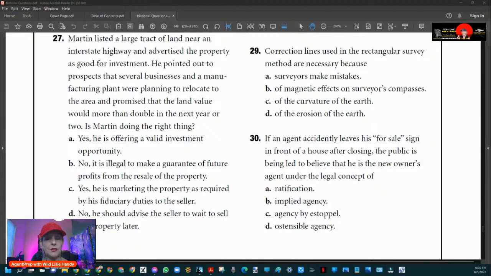And yes, that is correct. Martin should point out the B, okay? No, it is illegal to make a guarantee of future profits from the resale of the property. Martin should point out the facts, okay? Just facts concerning the development and what's coming in the future that may happen in the future, and let the seller and prospective buyers make their own decisions as to whether to sell or buy.